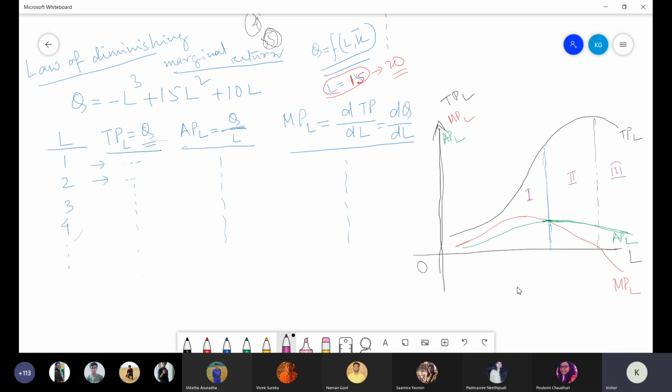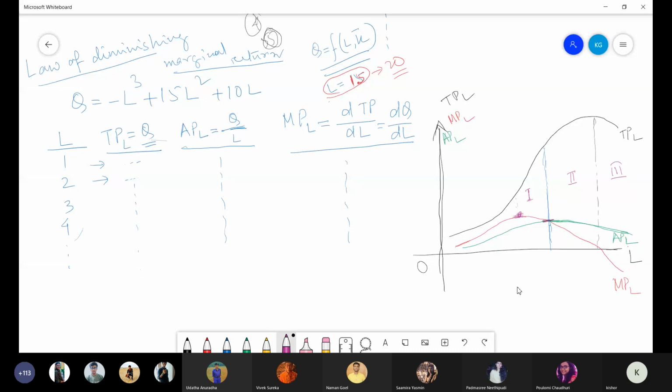In stage 1, the marginal product is increasing at the beginning. It reaches its maximum point, the point of inflection, in stage 1 itself. Then, still in stage 1, marginal product starts decreasing. Stage 1 ends when marginal product is equal to average product. Throughout that stage, average product is increasing, and it becomes maximum at the end of stage 1, where marginal product and average product are equal.